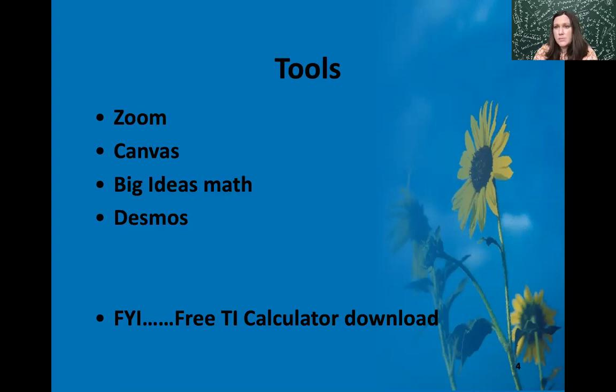You also might want to have Desmos downloaded. Now, Big Ideas Math has Desmos embedded in it. So if you don't want to download the app, that's fine. You can go to Big Ideas and use it through there. Right now, Texas Instruments has the graphing calculator for free while we're all under this weird quarantine thing that we're going through. So if you don't have your graphing calculator or never did have one, it is free right now for you to use through Texas Instruments. Or you can use Desmos, which is also free.